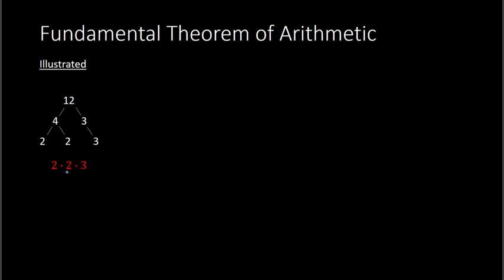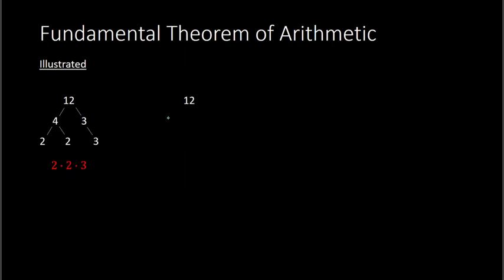Right, so 2 times 2 times 3, those three numbers are all prime. So what we've done is we have taken the prime factorization of 12. So now 12 is broken down as a product, or multiplying, only prime numbers. And there's different ways to do this.